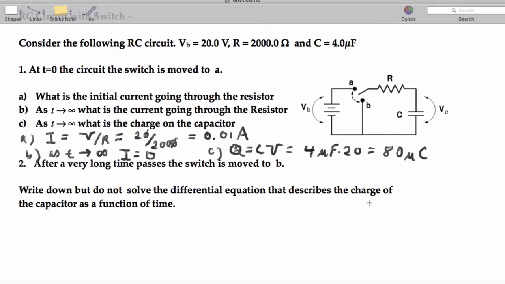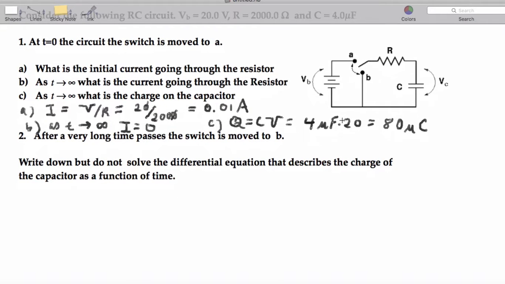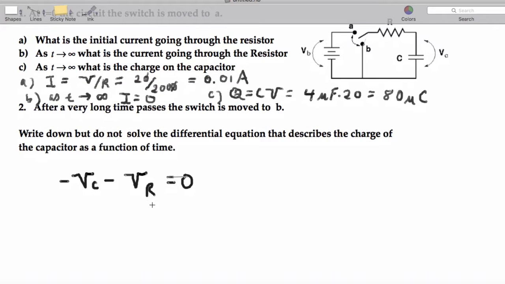So now what we want to do is set up the differential equation when we switch the switch to B. What that means is we have negative voltage of the capacitor minus the voltage of the resistor equals 0 when we switch the switch to B. Because what happens there is that we basically have an RC circuit with no battery. We have a fully charged capacitor. It's going to discharge through the resistor.